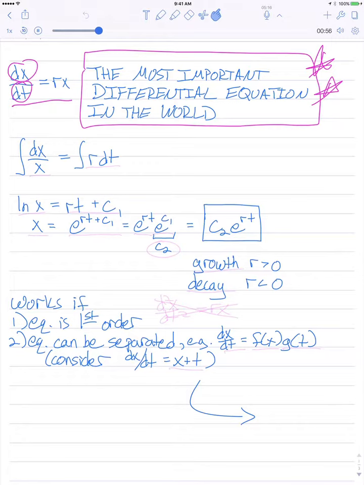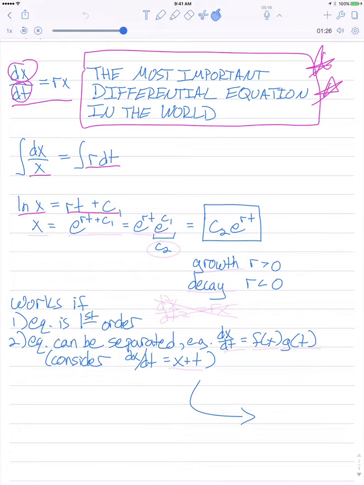So I'm going to divide through by x, that gives me dx over x on the left, and I'm going to multiply through by dt, that gives me r dt on the right. Treating these as separate entities, I'm going to then anti-differentiate. If we're thinking of x as being a positive quantity, I can lose my absolute values in the antiderivative. So the antiderivative of dx over x is natural log of x. The antiderivative of r dt is rt plus a constant that I've called c1.